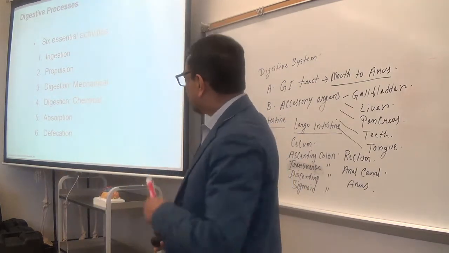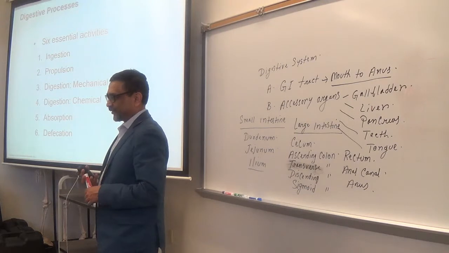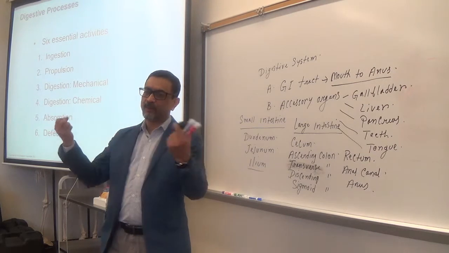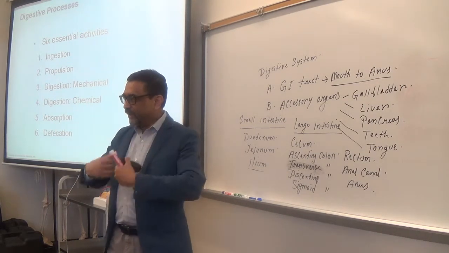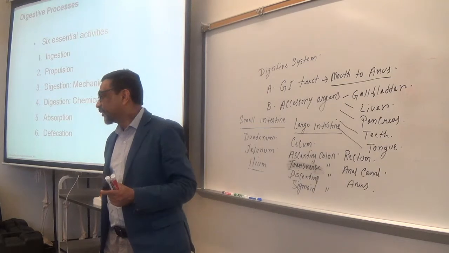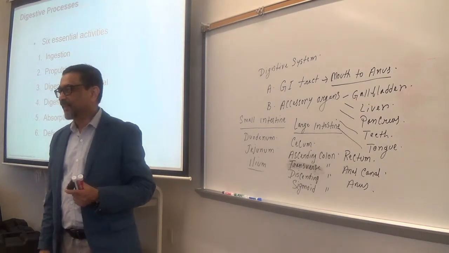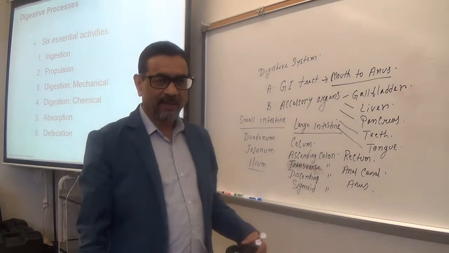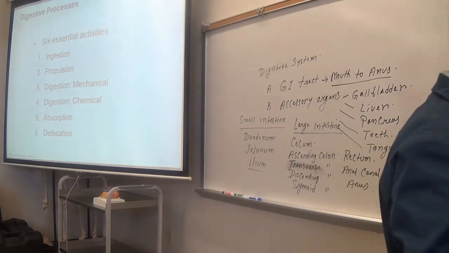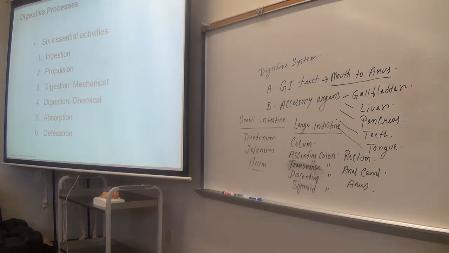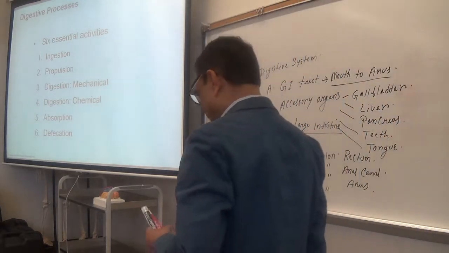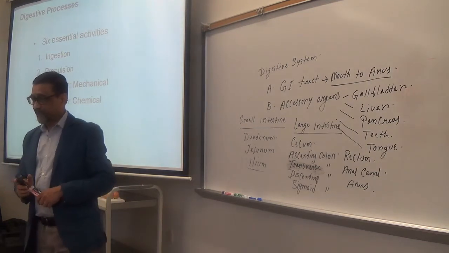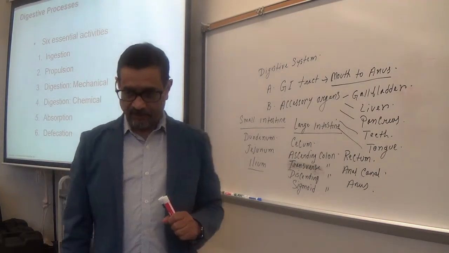Then defecation. Those foodstuffs that are not taken into the blood, not absorbed, will get out as feces. So that is called what? Defecation. The process by which unabsorbed foodstuffs are excreted out from the body. Is it clear? That is called what? That process is called defecation. So those are the processes that take place in the digestive system.